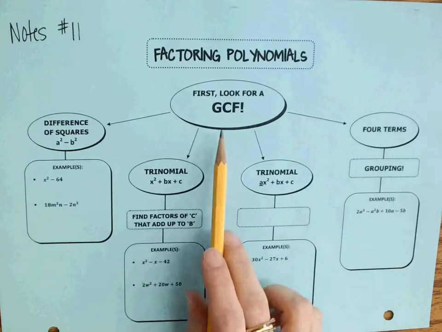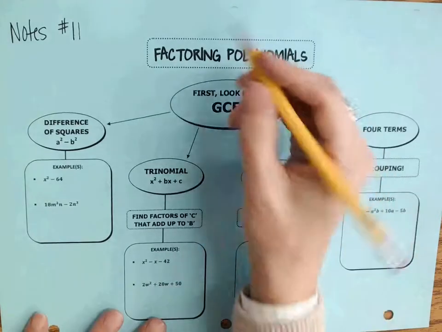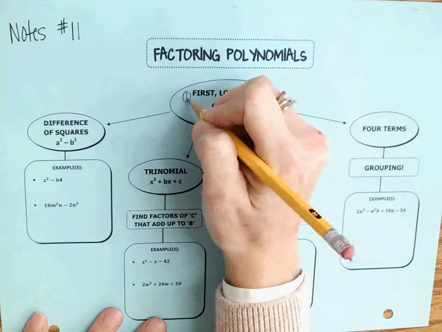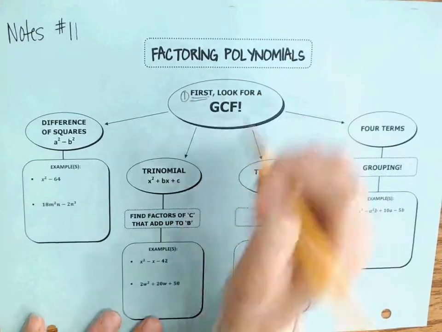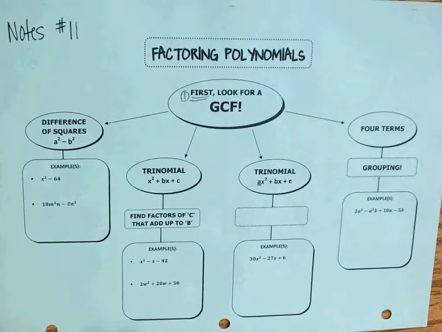Your very first step, always, big number one, first, I even have that written there, look for GCF. So you have to do that first. Now, when you think you're completely factored and you see another GCF, yes, you can factor it out then, but it really is easiest to find that GCF first, okay?